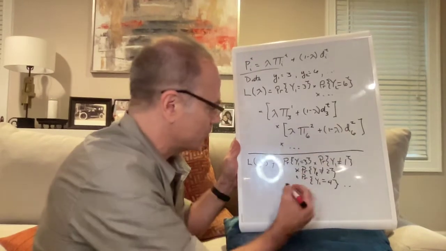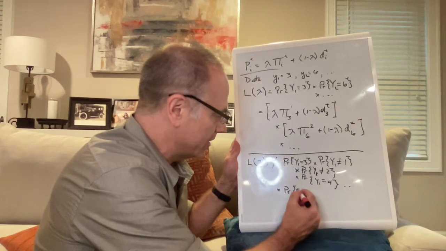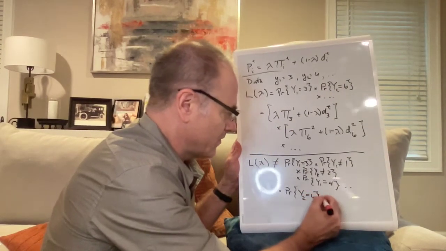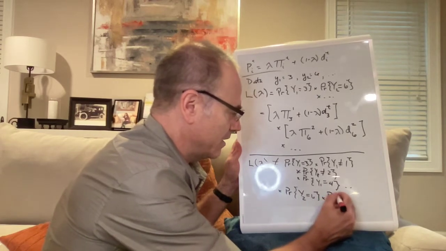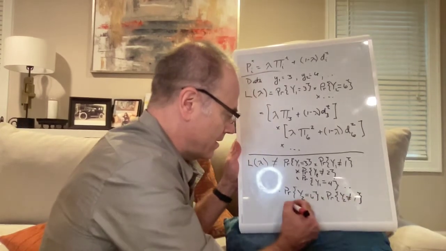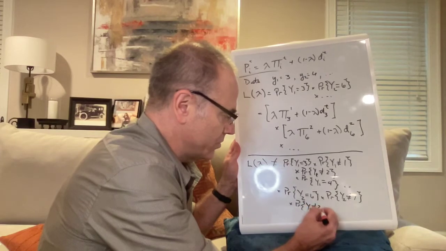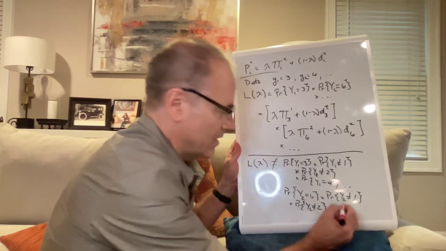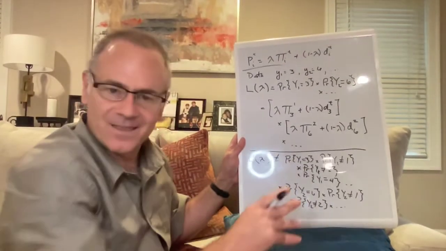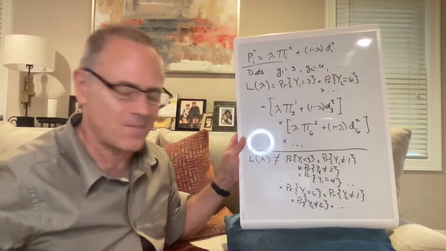And then you look at the next one, times, for observation 2, probability y2 equals 6 times probability y2 does not equal 1 times probability y2 does not equal 2, and so on. Okay, that's not the correct likelihood function. Okay, here's a way of thinking about it.